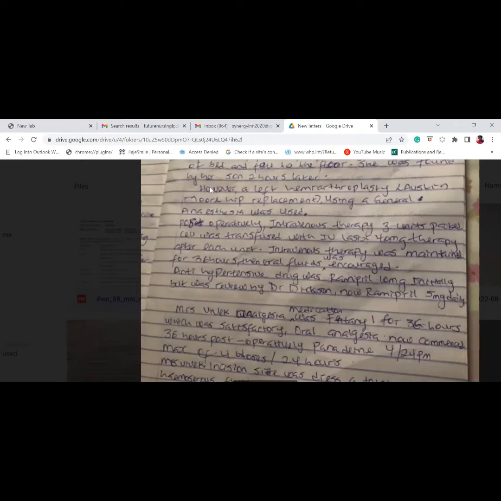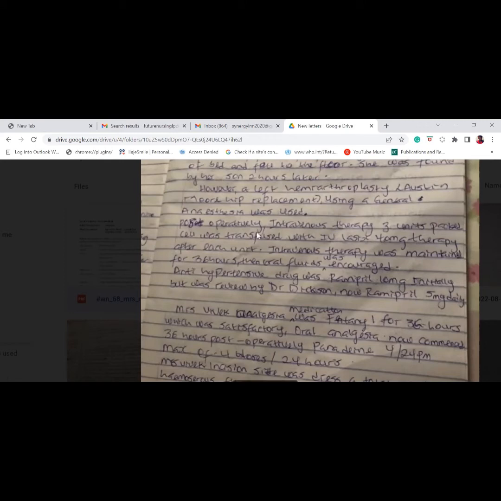So you might want to combine this together because it's not enough for one paragraph. However, a left hemiarthroplasty using a general anesthetic was done. You might want to save yourself the Austin Moore hip replacement, and we know that hemiarthroplasty is a hip replacement. So you can just go: however, a left hip replacement using a general anesthetic was done. Now, that is the second paragraph.